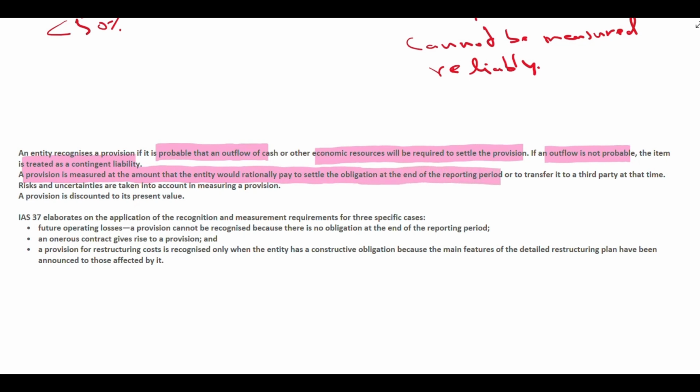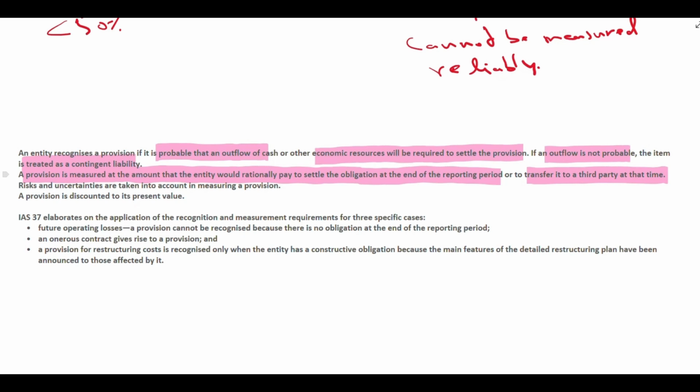Now, if you're not able to measure the expense or your provision at the reporting date, but in the subsequent event, before the final accounts are submitted, you can estimate it reliably, then it has to be included as part of adjustments during the subsequent reporting period. Or to transfer it to a third party at that time.